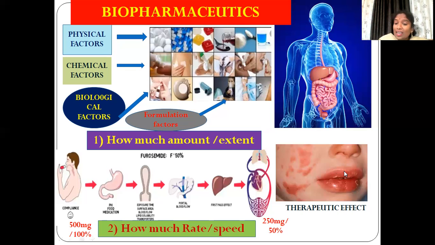To design a dose regimen and to know the therapeutic effect, we have to optimize the dosage form. How will we optimize it? If we study these factors, how they influence the drug reaching the systemic circulation, how much amount is reaching and at how much speed, we can easily optimize the drug. That is the meaning of biopharmaceutics.